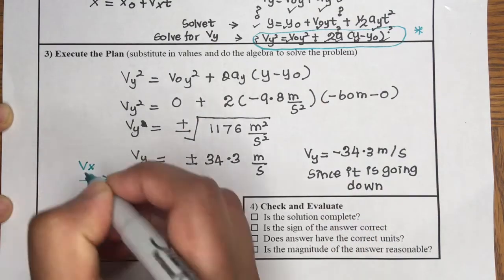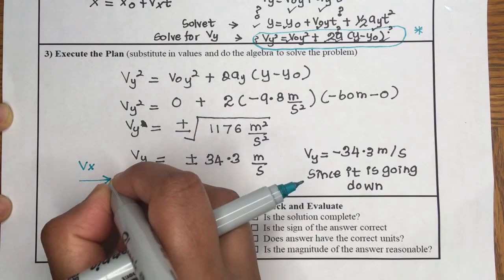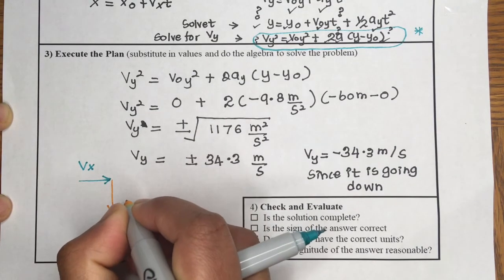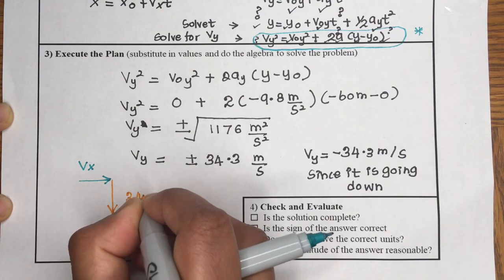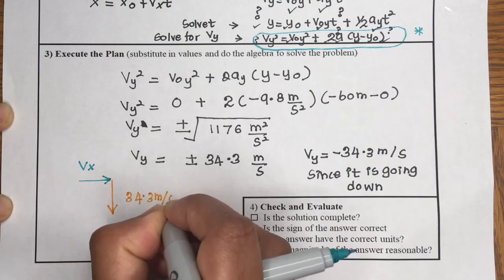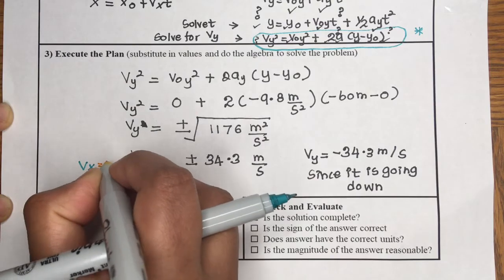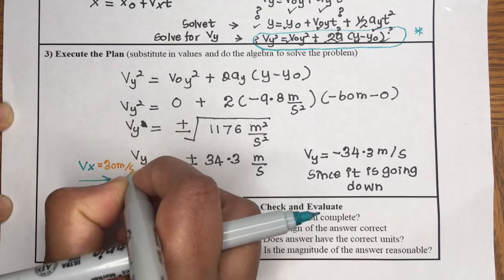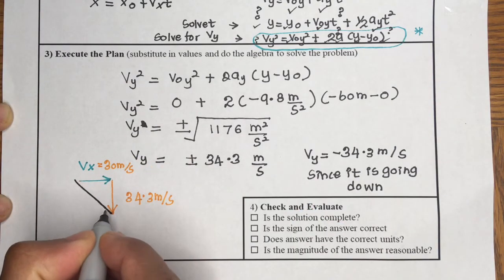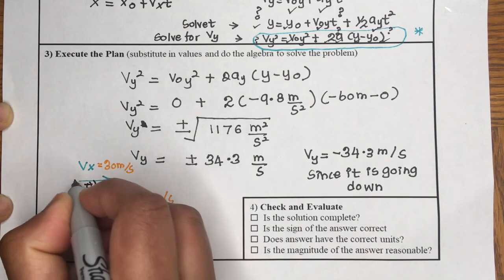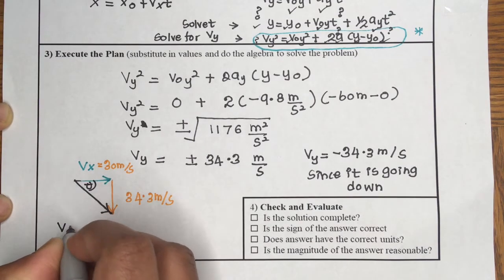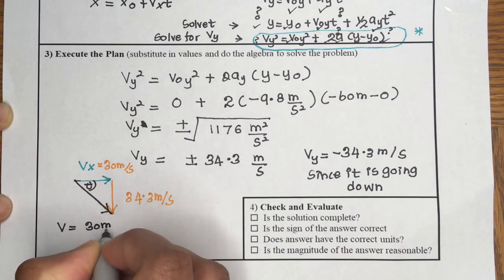Now, I do know the x velocity and I have the y velocity based on my calculation. So I'm not going to show the negative sign here because the y velocity vector is downwards. It shows its direction. And this is the vector triangle. I need to solve for the velocity and the angle.